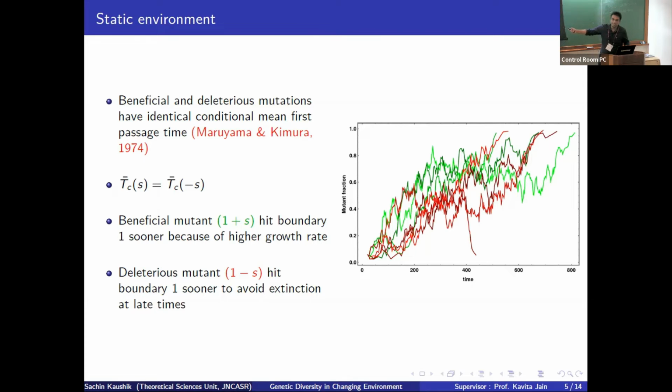This is one of the trajectories. Several trajectories we can look at, but the point is that even though the deleterious mutant, the one with less growth advantage, increases to a higher frequency, at a later time it goes extinct. So if the deleterious one has to reach the x equals 1 boundary, it has to do it very early, and the beneficial one anyway has the advantage. So the point I am making from this slide is that the conditional mean first passage time to hit the boundary at 1 will be identical in both cases, whether it's beneficial or deleterious.